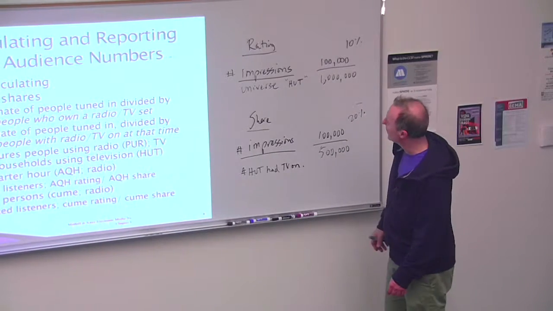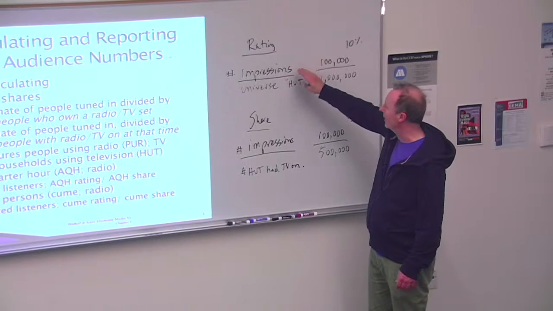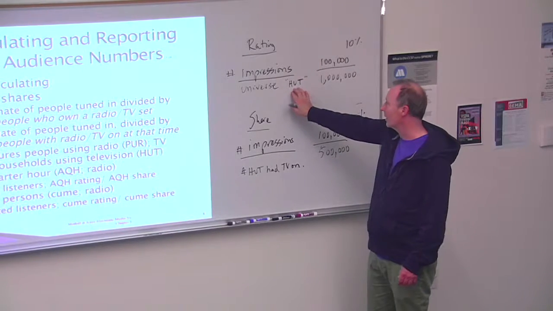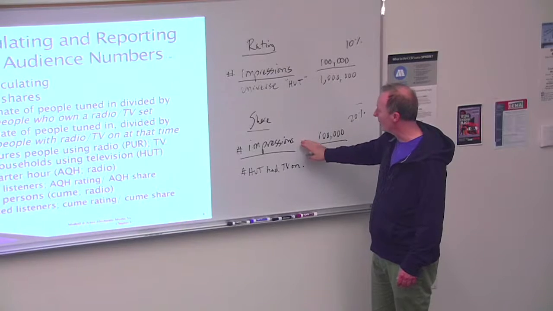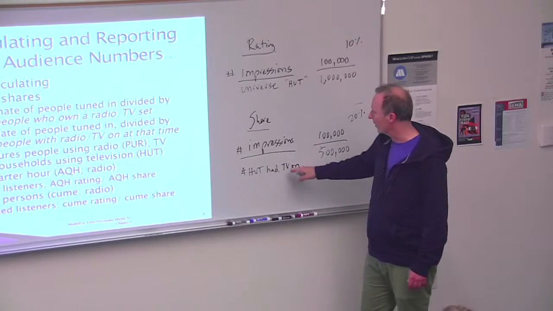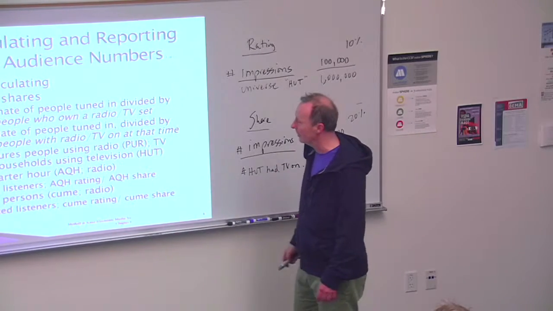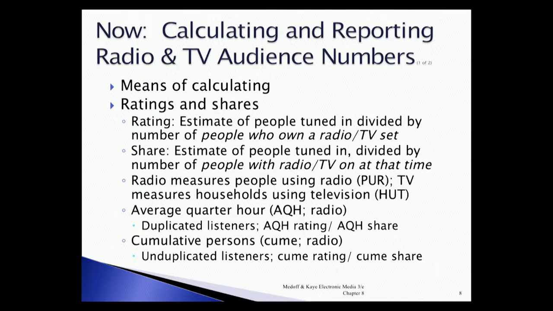So that's the difference between ratings and share. In rating, we look at the number of impressions over the entire universe. In share, we look at the same number of impressions, but just over the smaller number of households that actually had TV on at that time. So it's the estimate of people tuned in divided by the number of people using TV. Okay, so I hope that's reasonably clear.